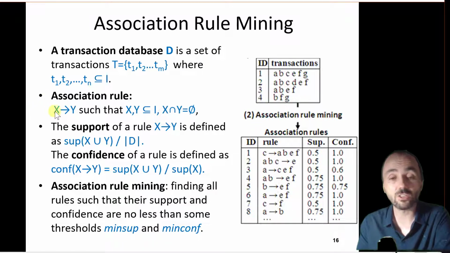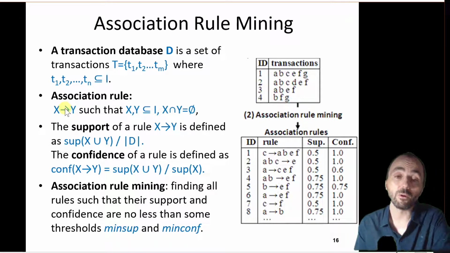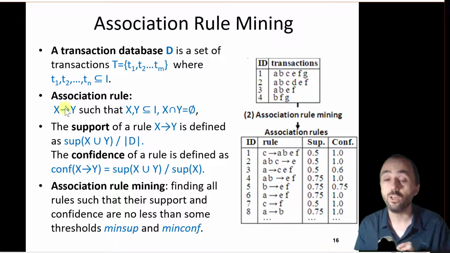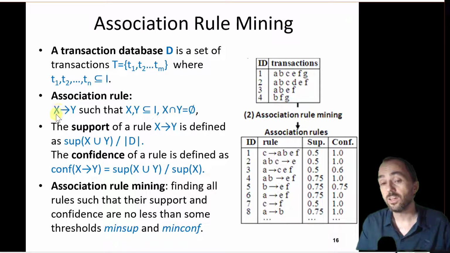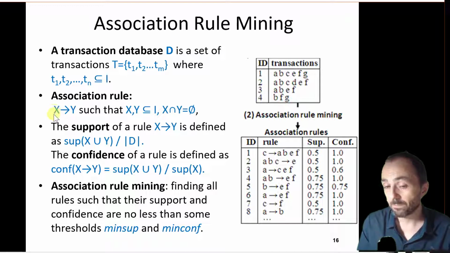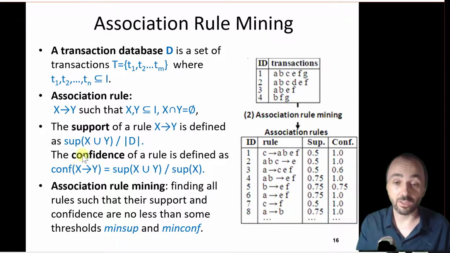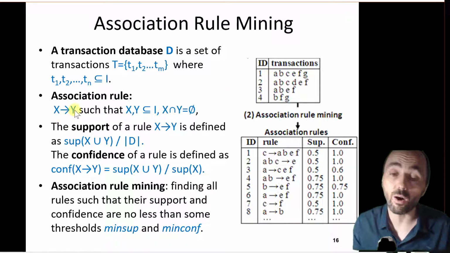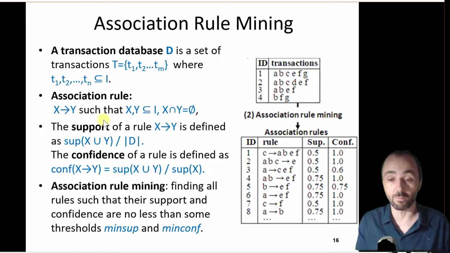An association rule is very similar to a sequential rule, but the key difference is there's no time here, no order. So an association rule X implies Y means that if you observe X, you will also observe Y. But there is no order. It does not mean after or before. It means if in a transaction you have X, you will also have Y together, but not before or after.